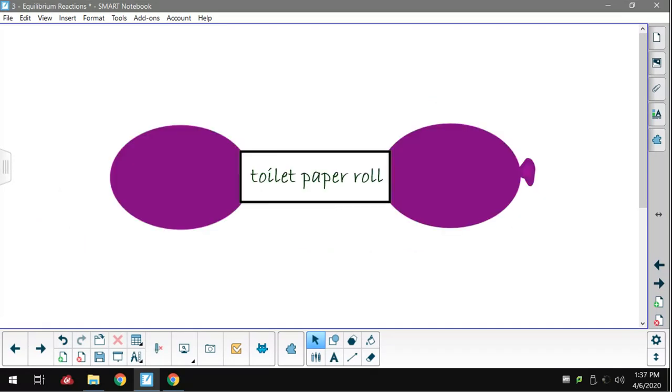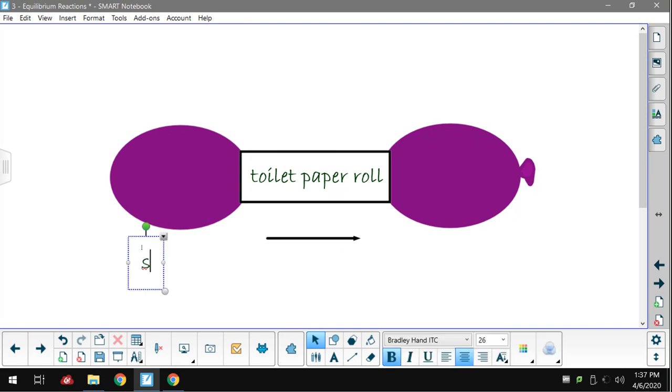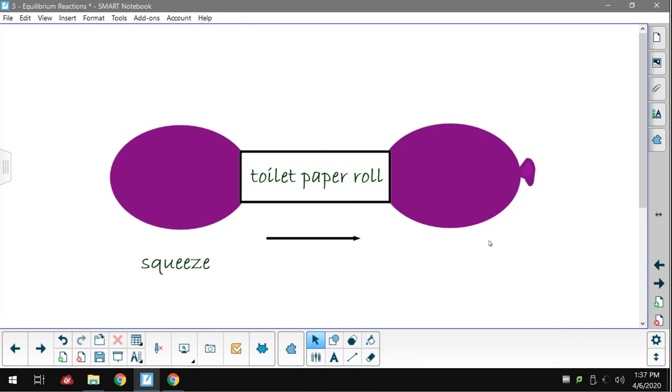Visualization of stresses. So imagine we have a balloon. This is one continuous balloon inside a toilet paper roll. If I squeeze on the left side, what's going to happen to the right side? Well, it's going to get bigger. And so we think of the reaction as moving in the forward direction. So if I squeeze on this side, all right, this side will get bigger.